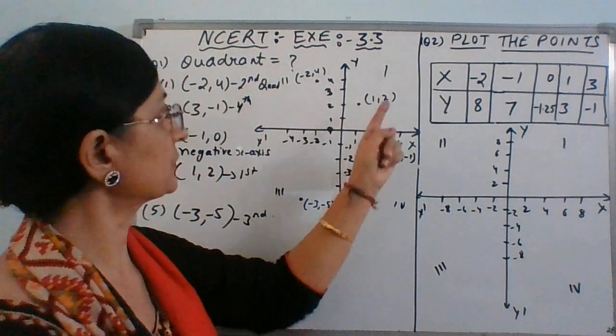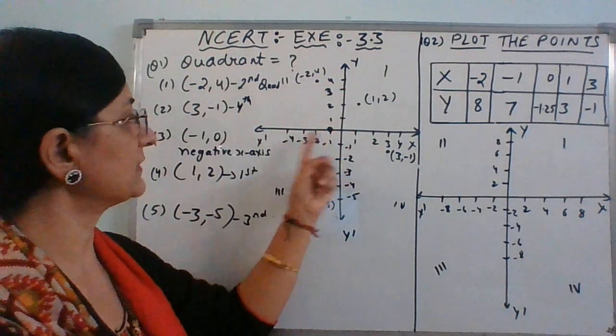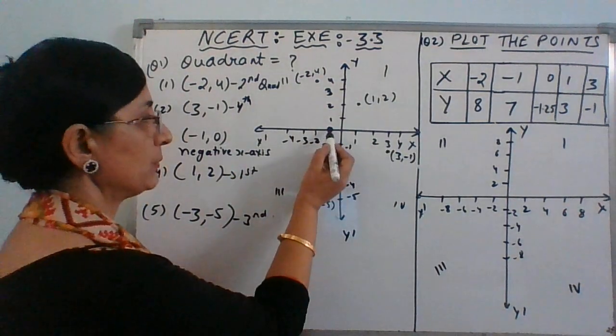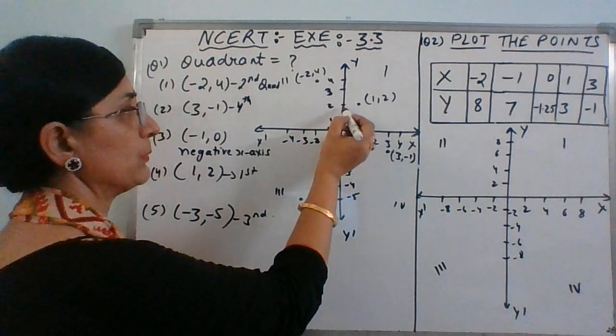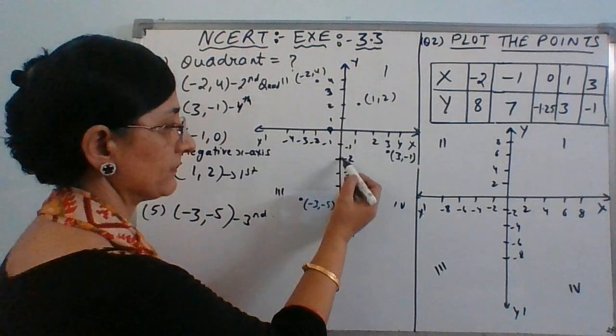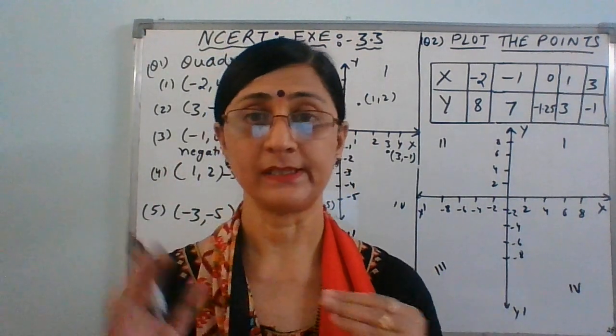If it lies here, first quadrant, second quadrant, third quadrant, fourth quadrant. If it doesn't lie on a quadrant, but lies on an axis, then you have to tell: if the point lies here, it is negative x-axis. If it lies here, positive x-axis. It lies here, positive y-axis. If it lies somewhere here, negative y-axis. I hope it's clear how to tell the quadrants.